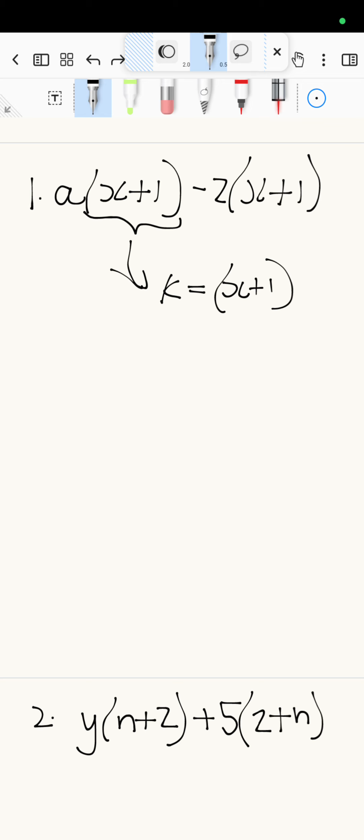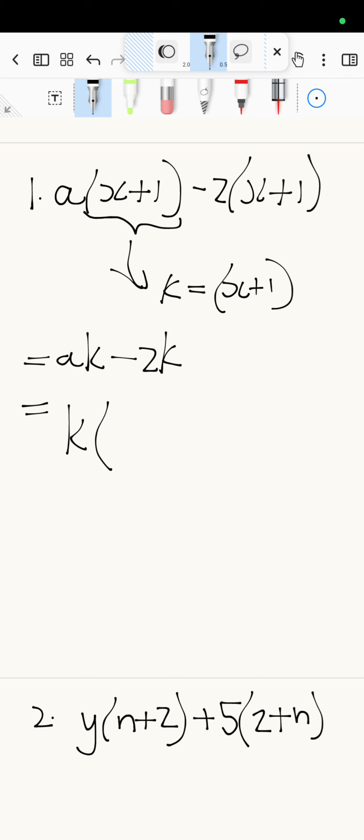Okay, so now if this whole bracket is k, what I have now is my new question: ak minus 2k. Right? So when it looks like that, maybe it's a bit easier to identify that k is my common factor. So I'm going to take out a common factor, okay? Maybe I must just mention this as well. When you take out a common factor, you are dividing each term with that factor. That is something you should know. So k is the common factor. The common factor gets written there.